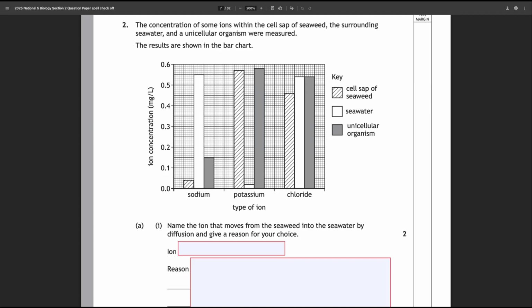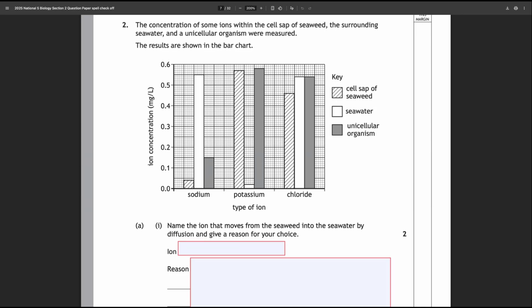So the concentration of some ions within the cell sap of seaweed, the surrounding seawater, and a unicellular organism were measured. The results are shown in the bar chart. Okay, so we get three ions there: sodium, potassium, chloride. The striped bar there is the cell sap of the seaweed. The central white bar is the seawater, and the right-hand shaded bar is the unicellular organism. Okay, fine.